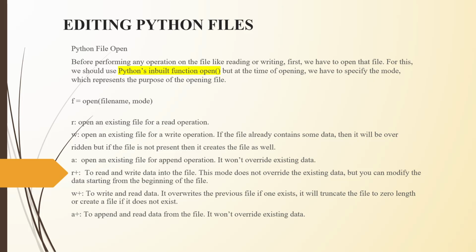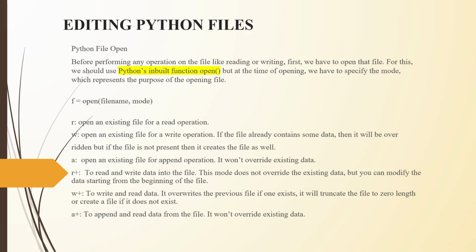'r' means read mode. Purpose: opens an existing file for reading. Behavior: if the file does not exist, an error will be raised. 'w' means write mode. Purpose: opens a file for writing. Behavior: if the file already contains data, it will be erased and replaced with new data. If the file does not exist, it will be created.